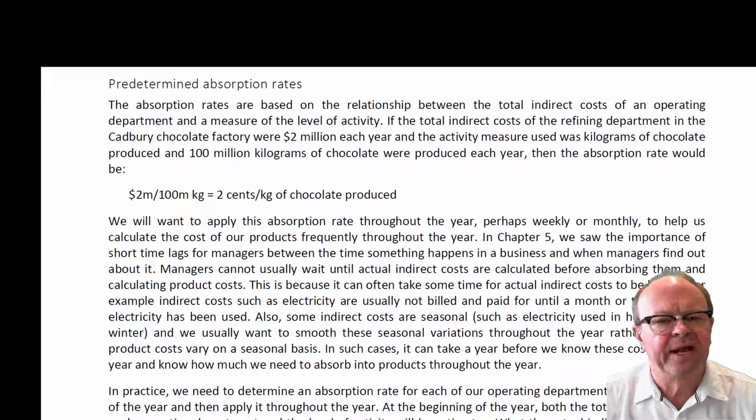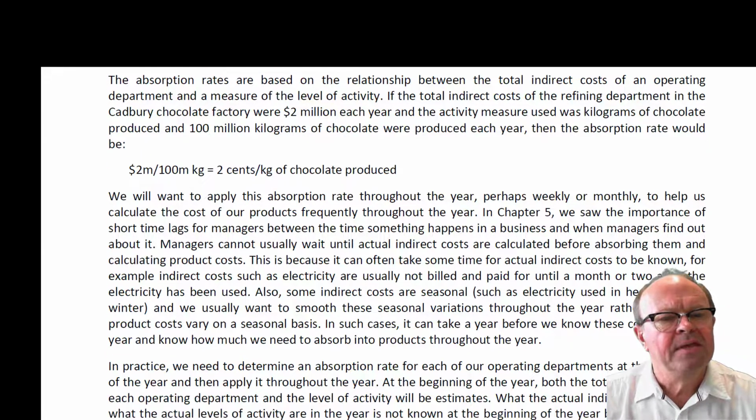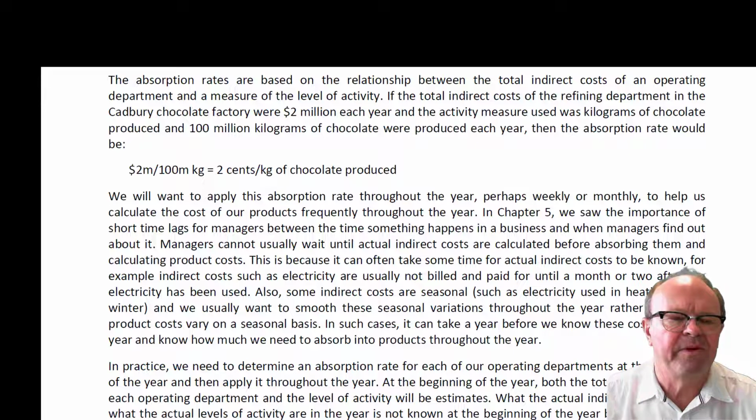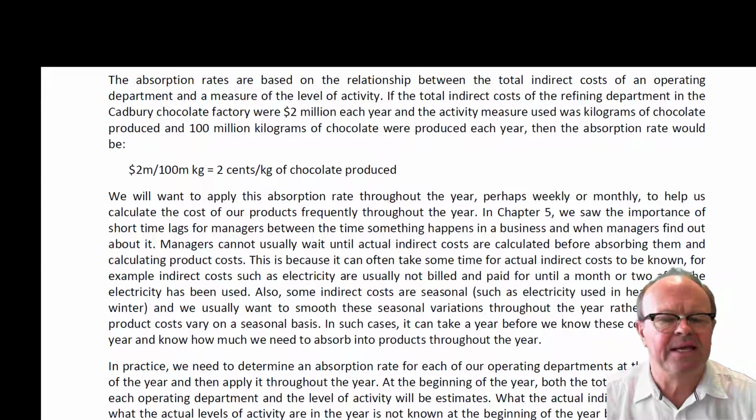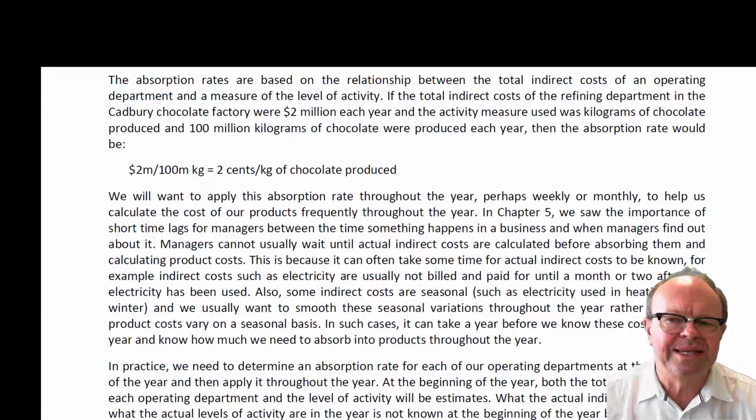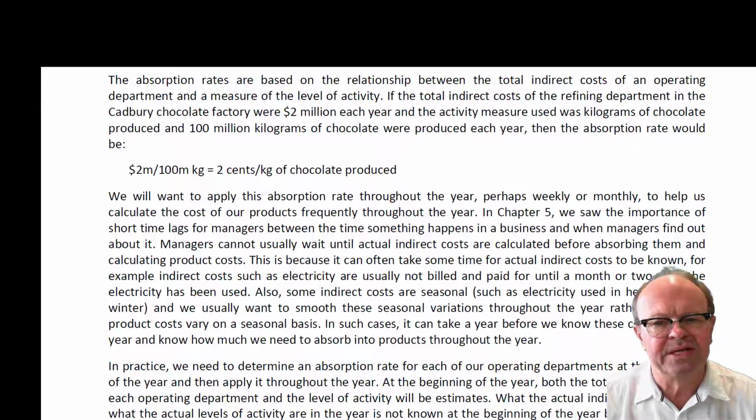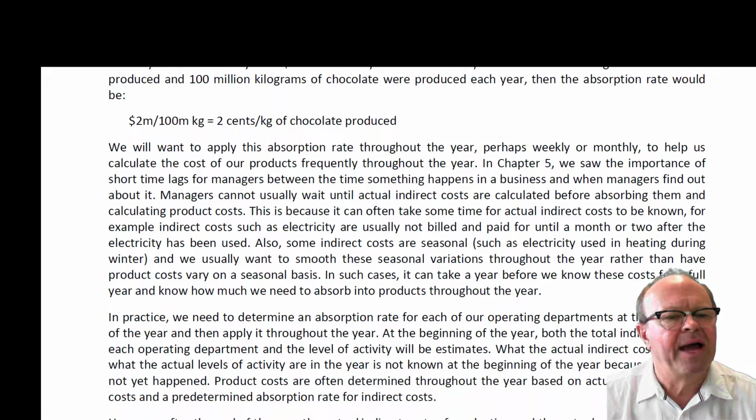Predetermined absorption rates. The absorption rates are based on the relationship between the total indirect costs of an operating department and a measure of the level of activity. If the total indirect costs of the refining department in the Cadbury chocolate factory were $2 million each year, and the activity measure used was kilograms of chocolate produced, and 100 million kilograms of chocolate were produced each year, then the absorption rate would be $2 million divided by 100 million kilograms, which equals 2 cents per kilogram of chocolate produced.